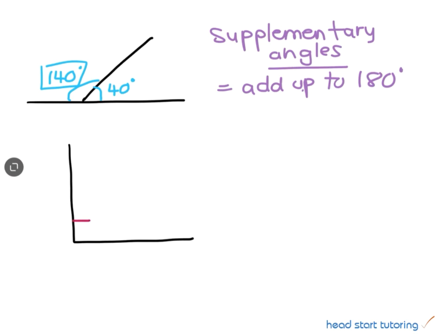If we have a look here, this is a right angle. So if in this right angle we have two angles, let's first get rid of that right angle. So we've got one angle here and we've got another angle there. Because we know that this is a right angle, this angle here and this angle here are called complementary angles. Complementary angles.